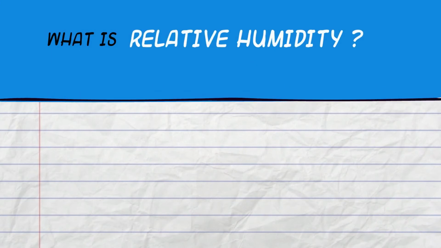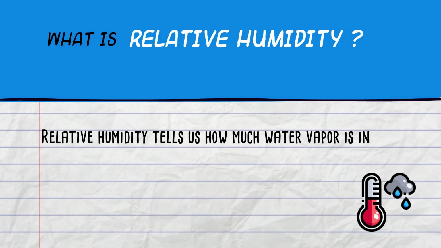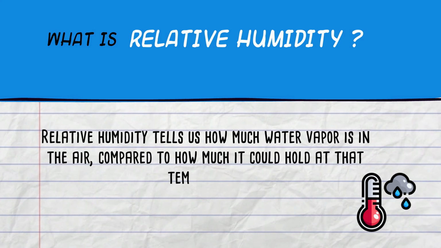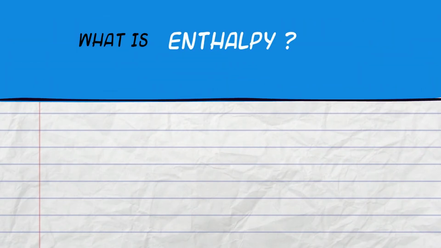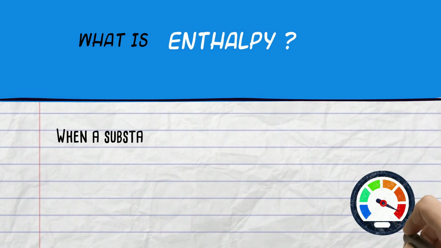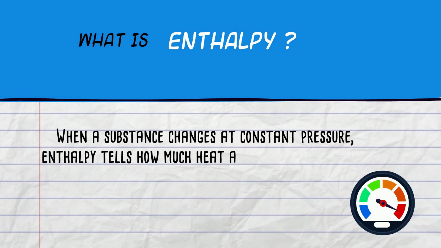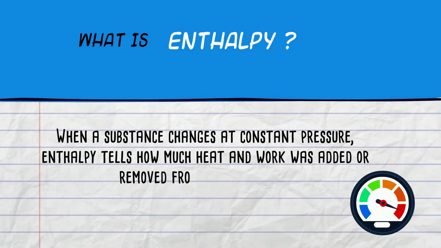Whereas the relative humidity tells us how much water vapor is in the air compared to how much it could hold at that temperature. And finally, what is enthalpy? When a substance changes at constant pressure, enthalpy tells how much heat and work was added or removed from the substance.